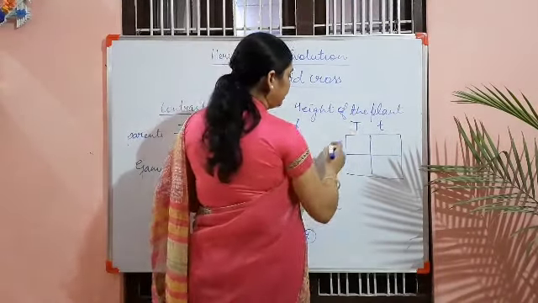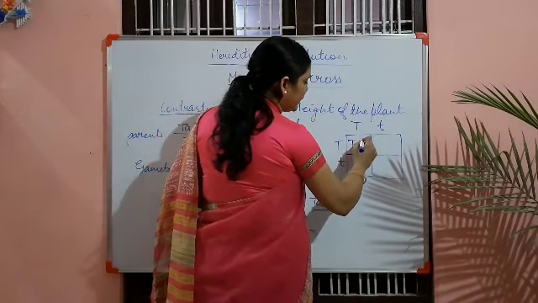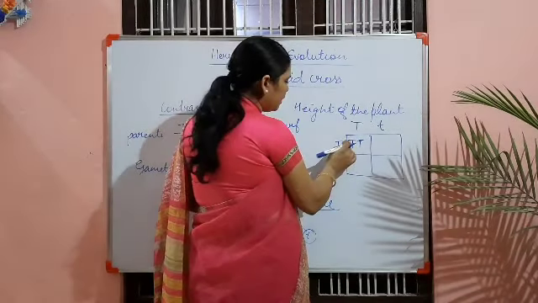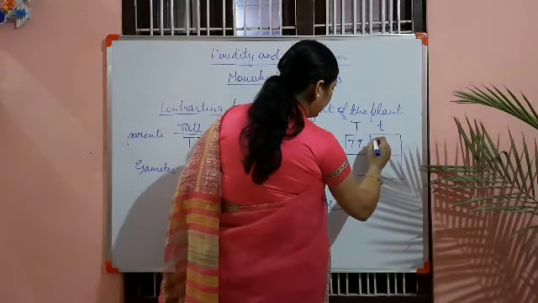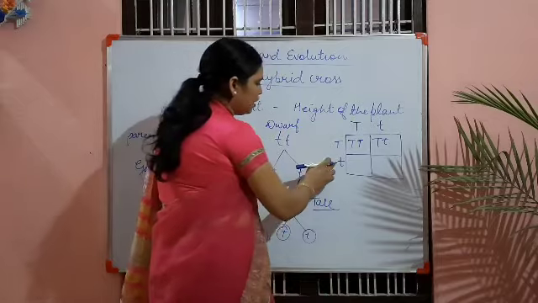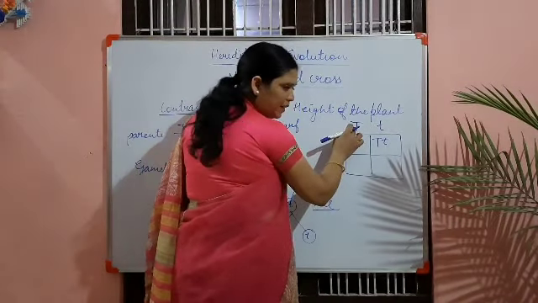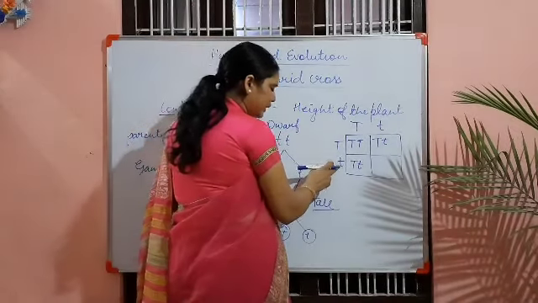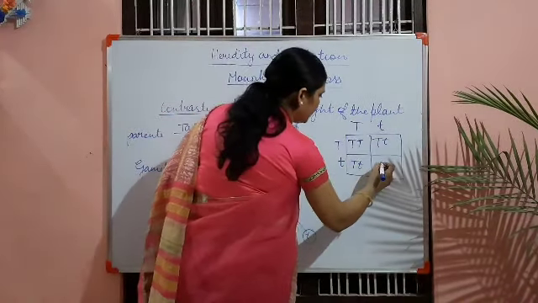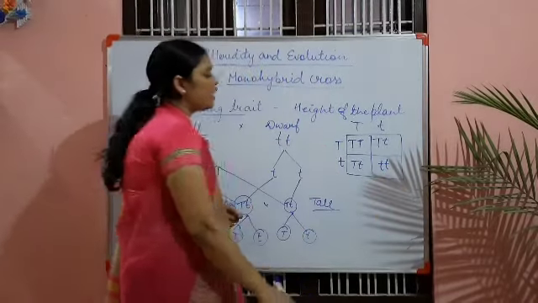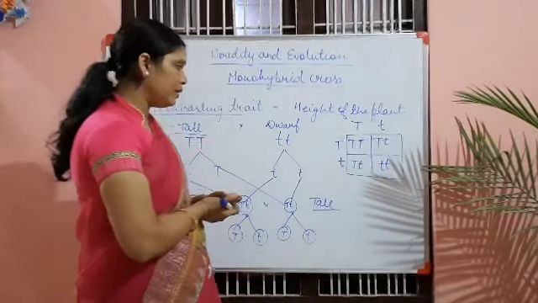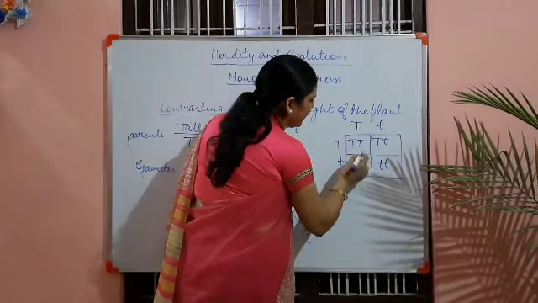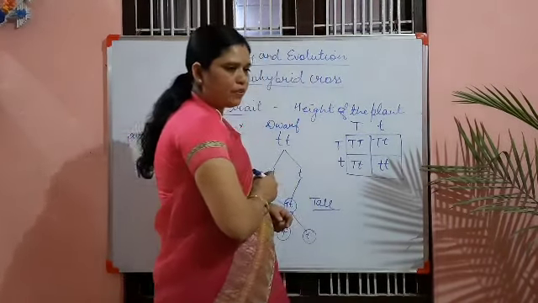Then what will happen? When these gametes combine together, when this T combines with T, then it will be this. When this small t gets combined with the capital T, we will get capital T, small t. When this small t combines with this T, then it is small tt. That means, here what happened? Because one capital T is present in 3.